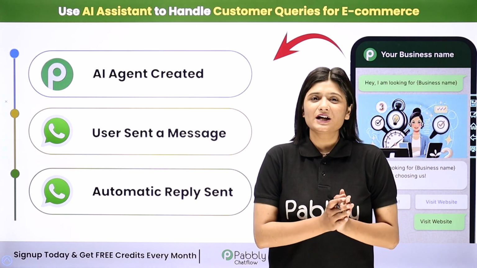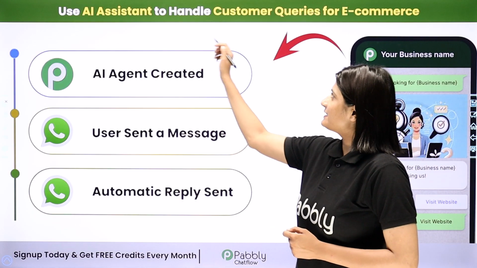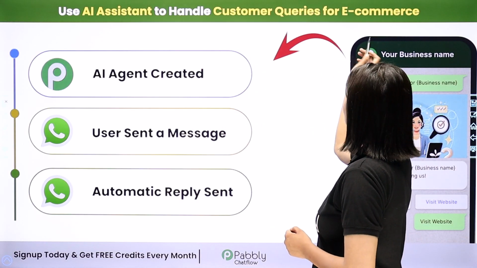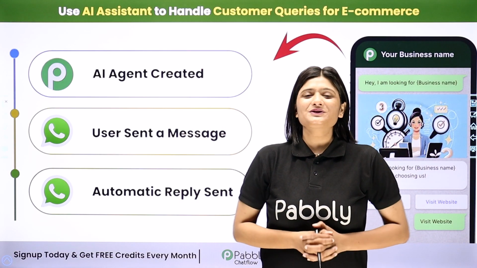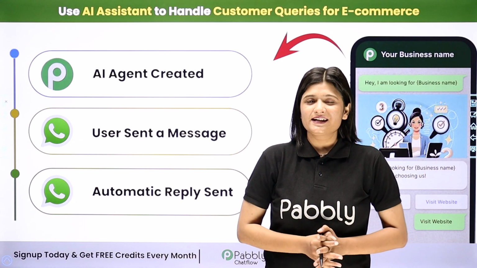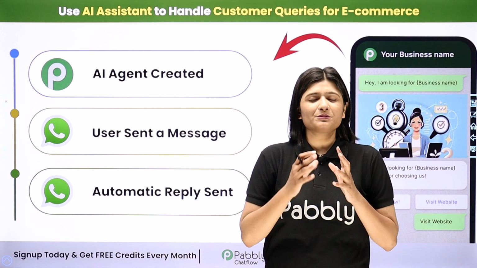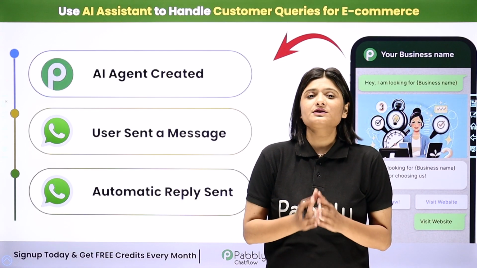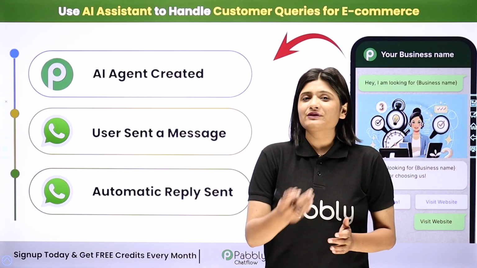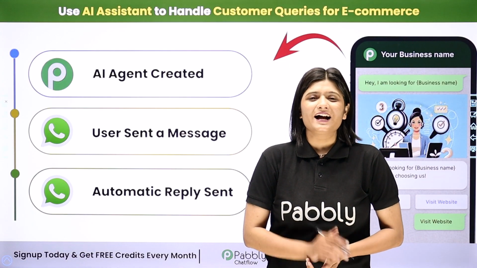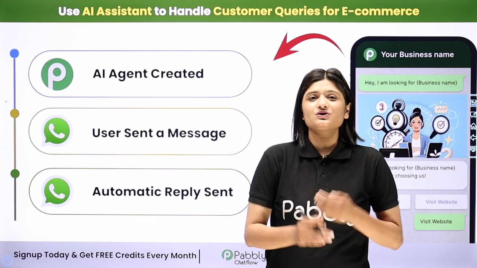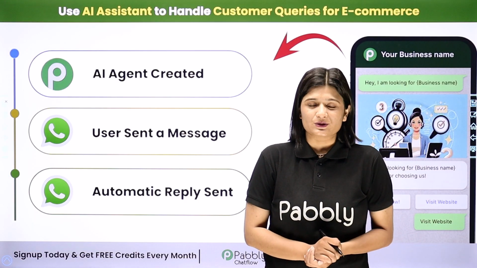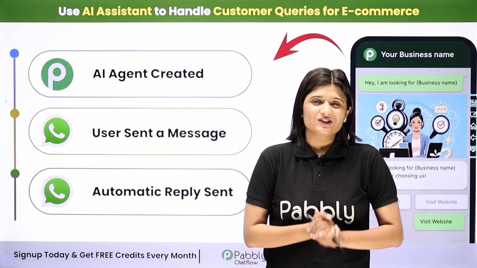In this video, we are going to learn how to use an AI assistant to handle customer queries for e-commerce. So let's suppose I'm running an e-commerce business and I'm receiving many queries on my WhatsApp. I was manually replying to all of the queries and this was consuming a lot of my time. So I've completely automated this process and I have created an AI agent which is automating all my WhatsApp conversations with the help of Pabbly Chatflow.